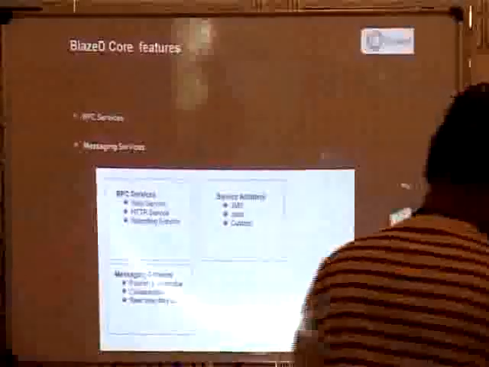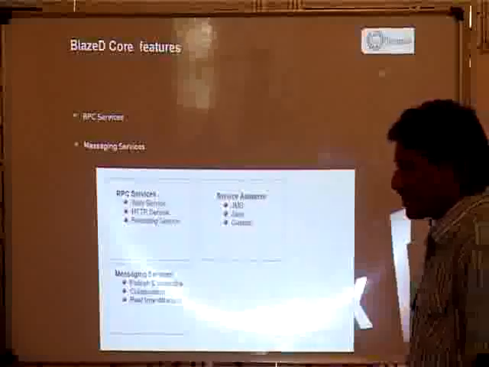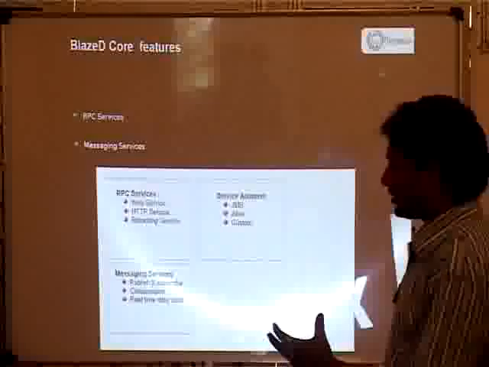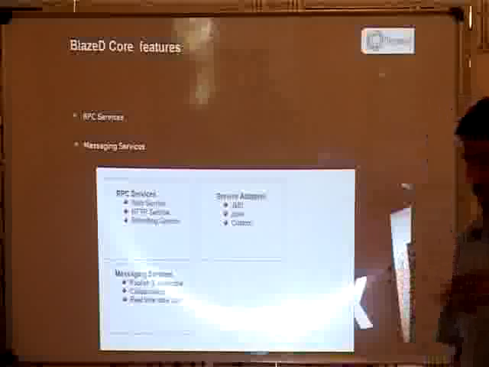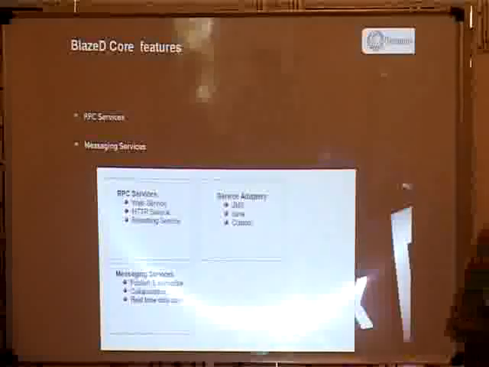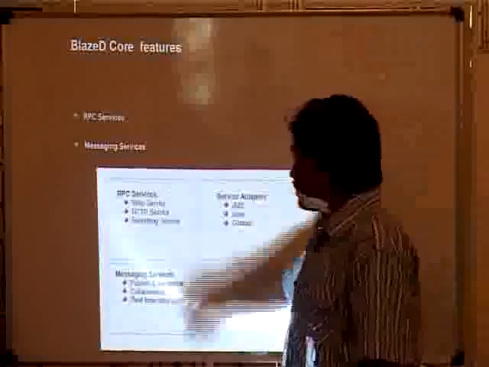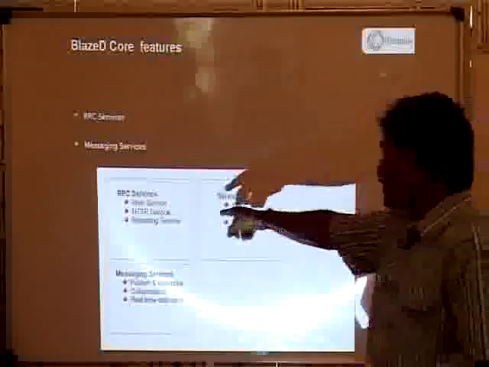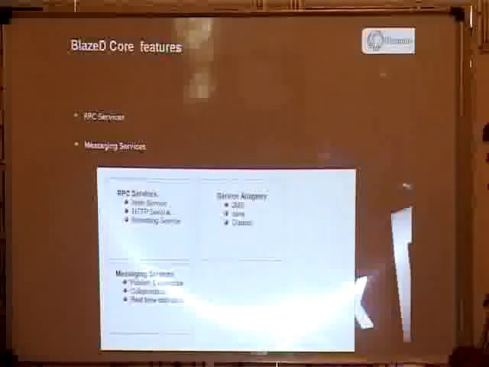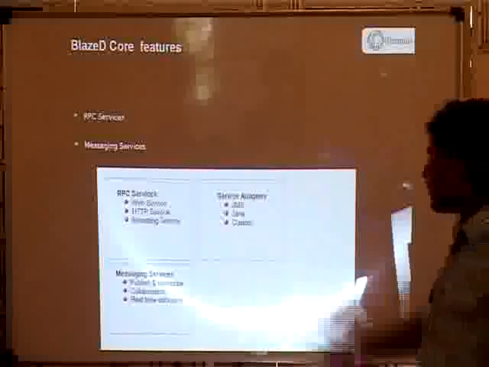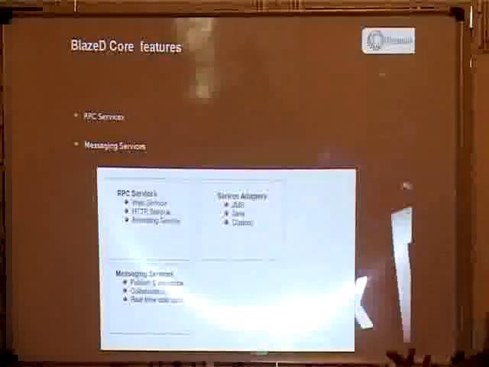Core features of BlazeDS. The core features are RPC services and messaging services. The RPC service is a request-response model, which means you send the request to the server to get the response. The client-side components are web services, HTTP services, and remote services. All of you use these. You have to send the request, and you will get a result or a fault message.